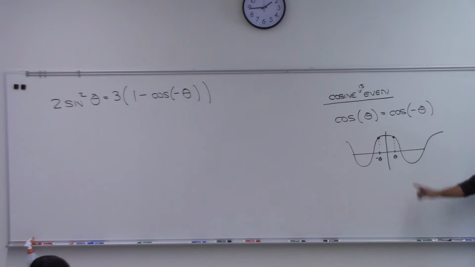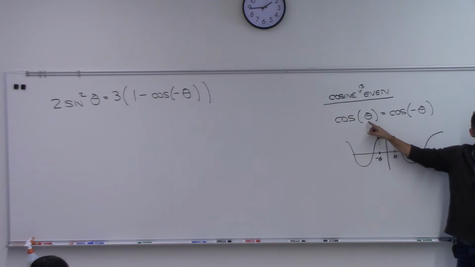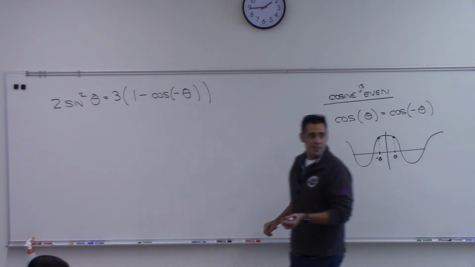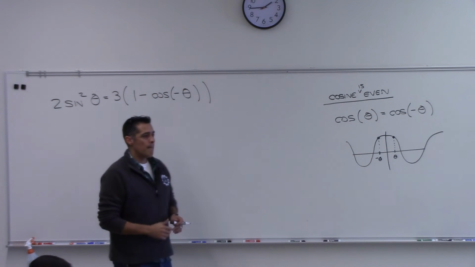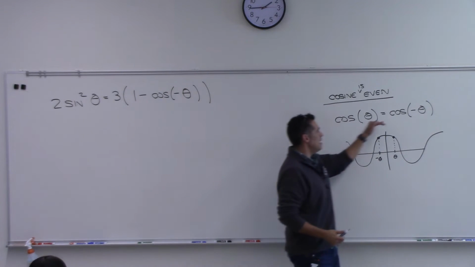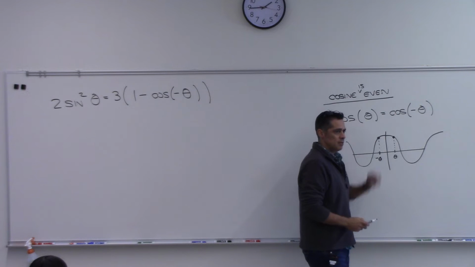The main takeaway is this: anytime you see a negative inside cosine, feel free to change it to a positive, and there's nothing wrong with that. It's still the same problem. So I'm going to do that first. Yes? And when you get the solution, you have to put back the negative? Nope. This is an identity. This is true all the time, always.